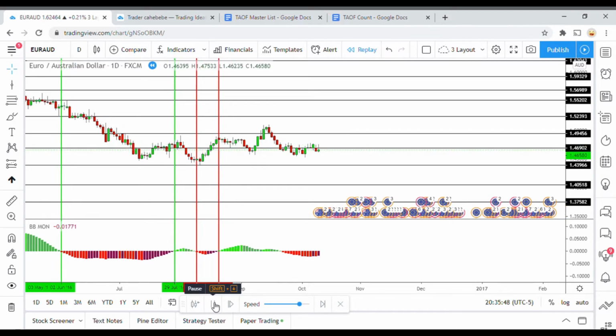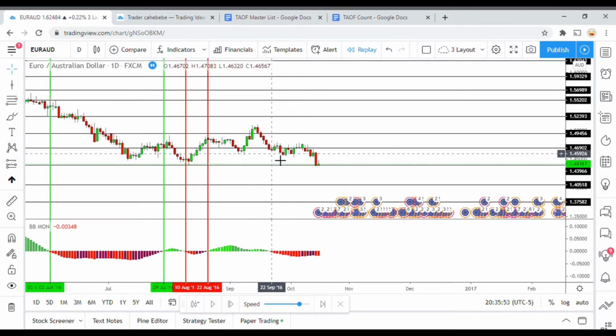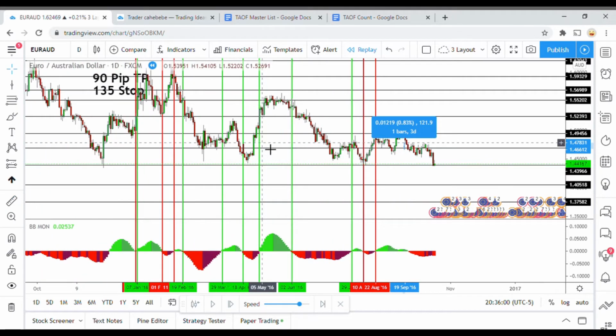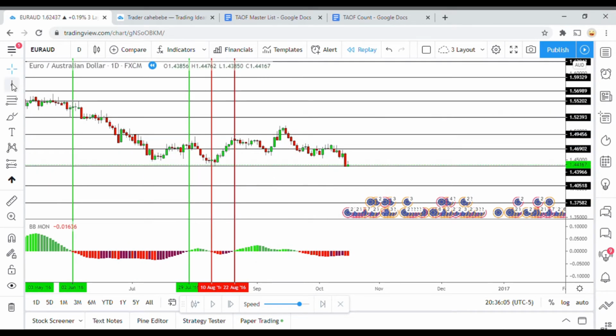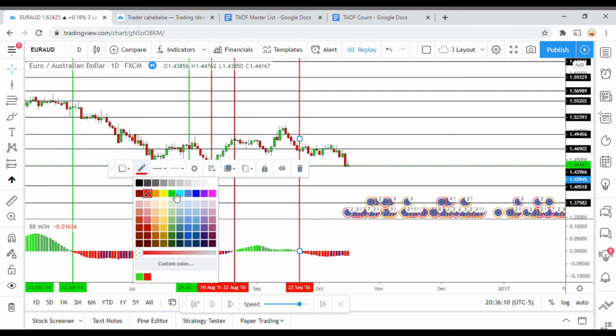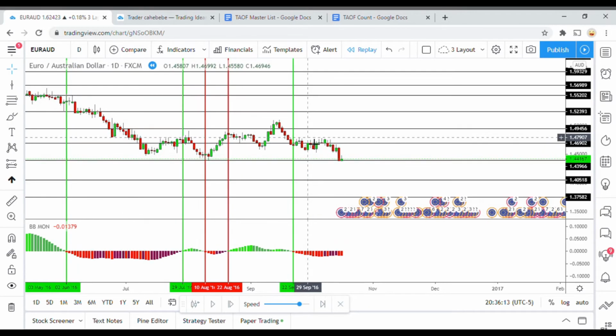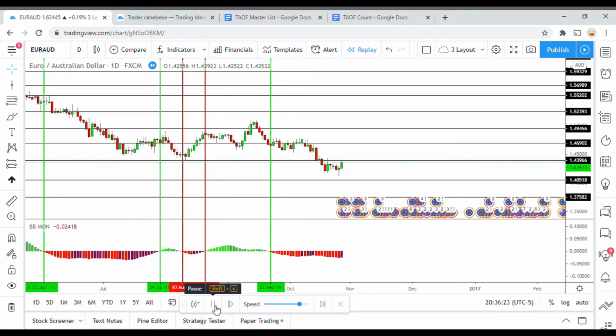Plugging along. It's wiggling around, not really doing much at this point. Let's see. Signal over here. Let's make sure. What was our stop? 135. Yeah, we're still good over here. Short. Off. This one had a little bit of a retrace, but worked out for us. Let's go ahead and play it out.